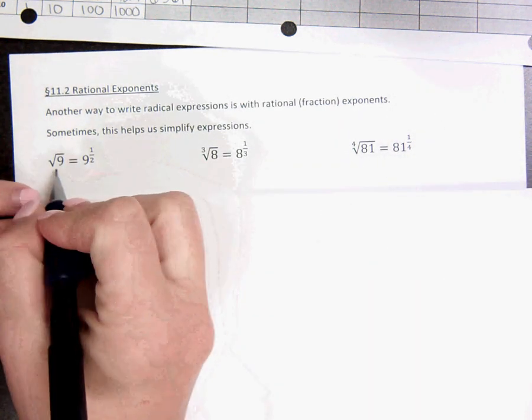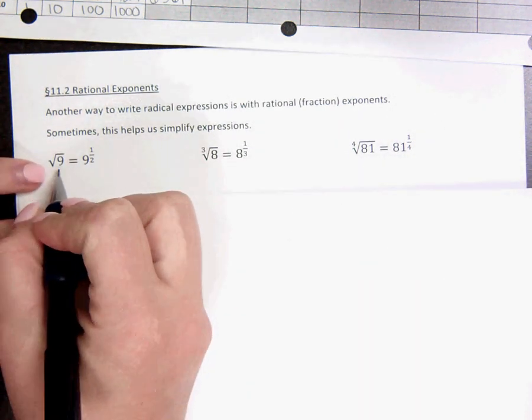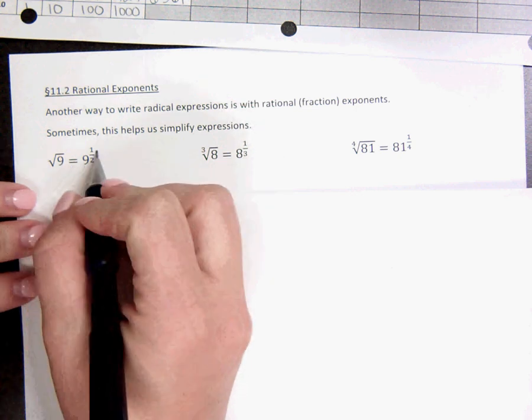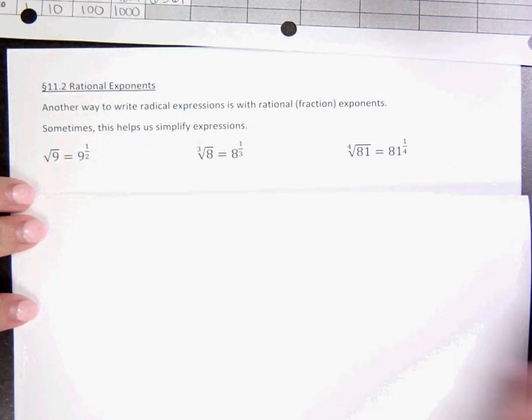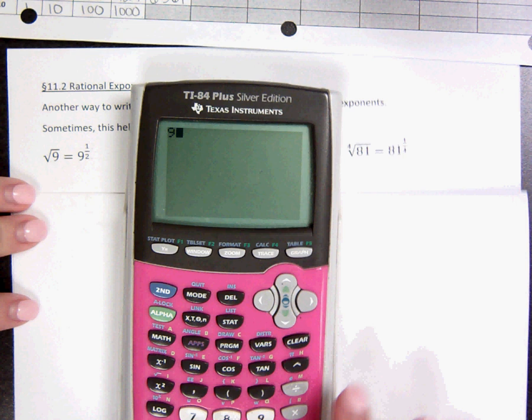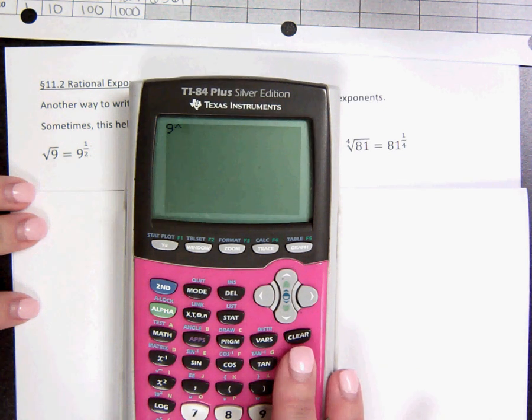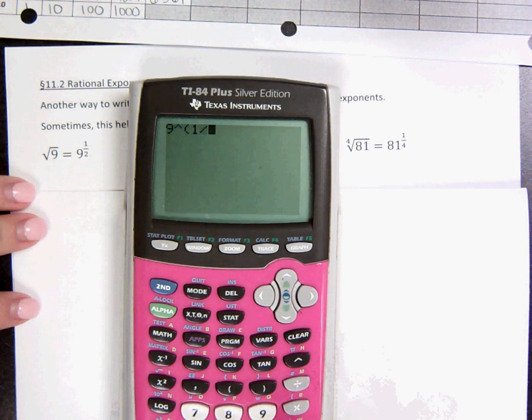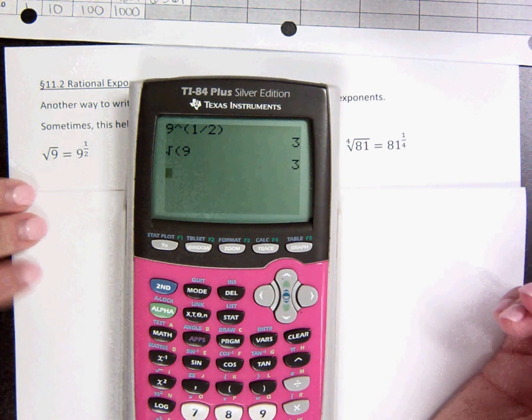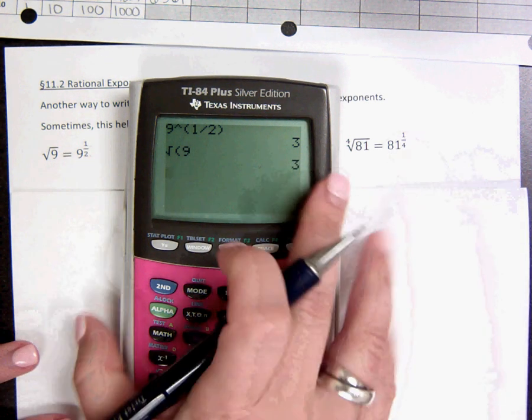So we're used to seeing the square root of 9, but it can also be written 9 to the 1/2 power. And in your calculator, if you do 9 raised and then parentheses 1/2, so 1/2 is all in the exponent, you should get the same answer as if you were to do the square root of 9. So it's just another way of writing the same thing.